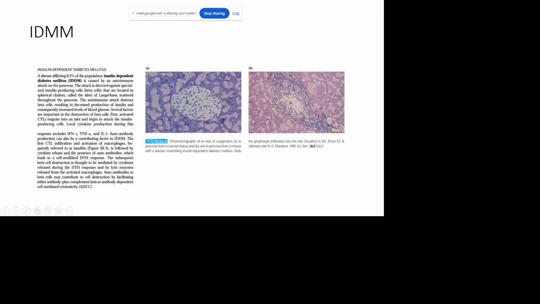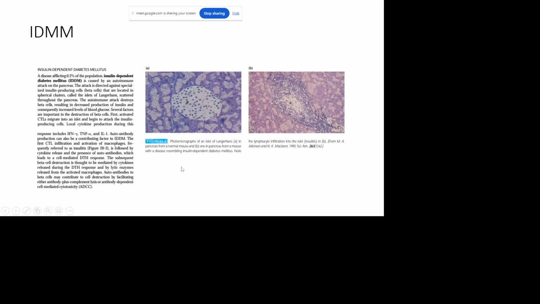Now autoantibody production can also be a contributing factor in IDDM. Why? Because these autoantibodies will bind to the beta cell, and it can facilitate ADCC, which is antibody dependent cell mediated cytotoxicity. So if they bind with the beta cell, if they consider the beta cell as their antigen, then it can.